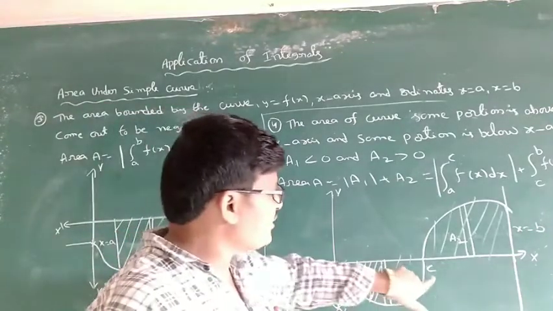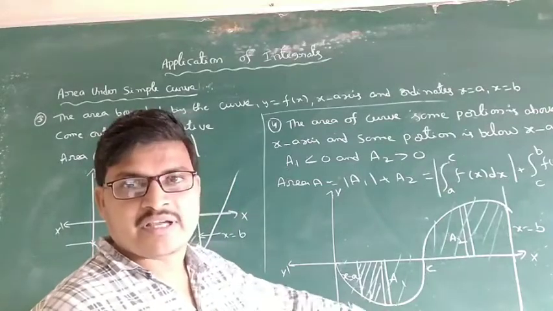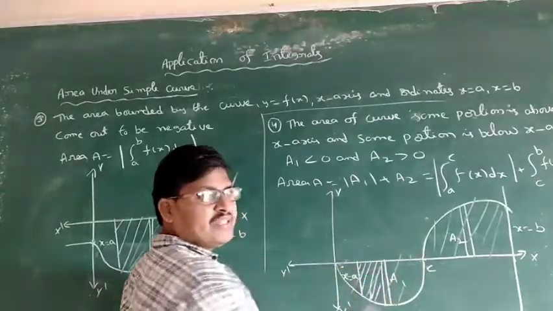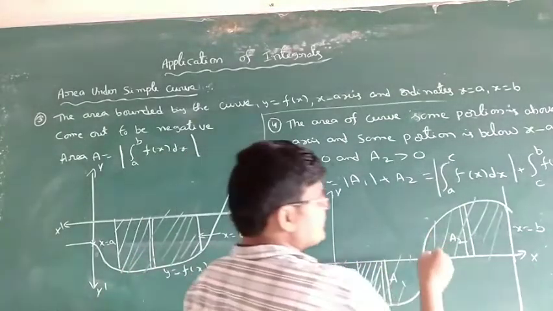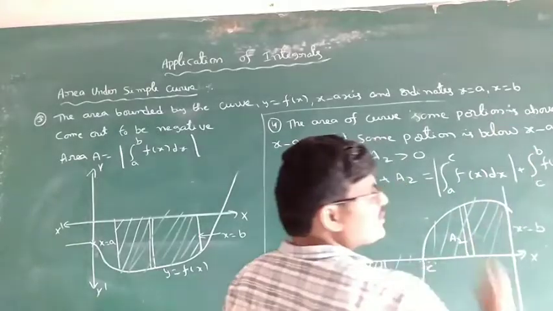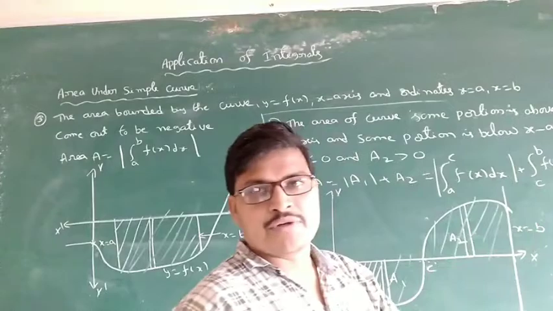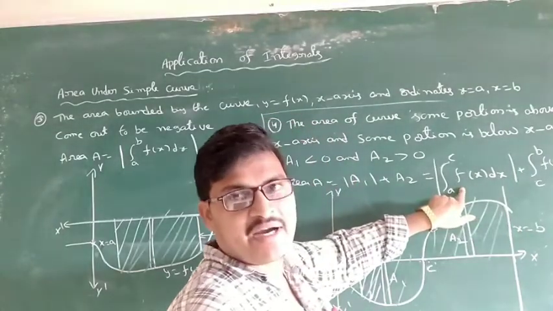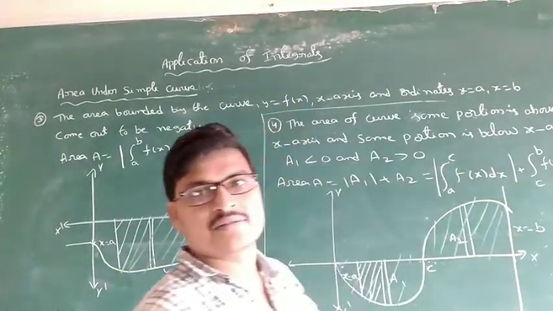So A to C is below the x-axis, so the limits change. Limits will be changed because below the x-axis is A to C, and above the x-axis is C to B. C to B is upstairs, and up means positive. Don't use modulus there. Below the x-axis means negative area, and a negative area will use modulus.